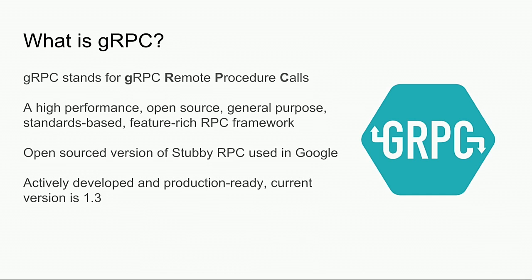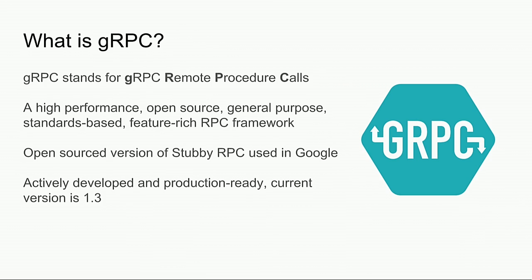So first of all, for those who don't know, gRPC, the G actually does not stand for Google. The G stands for a different word for every release we do. So the first one actually stood for gRPC, and then RPC being remote procedure call. It is a high-performance, open-source, standards-based, feature-rich RPC framework. That's a lot of buzzwords in one sentence. Basically, it's a way of sending messages across networks.